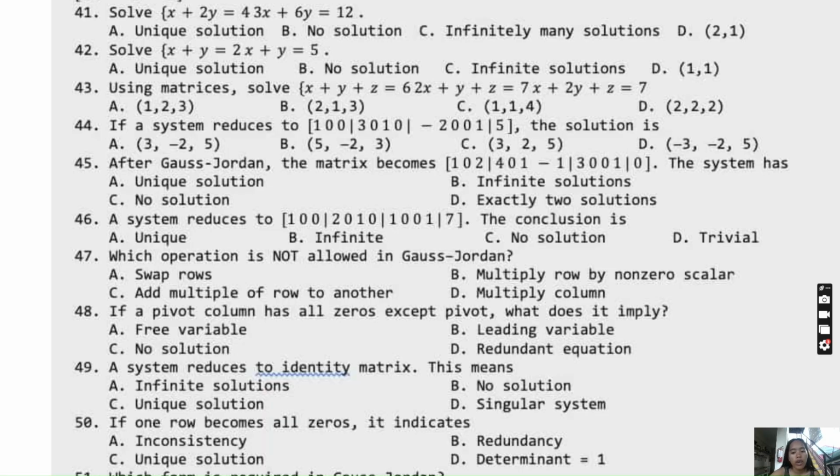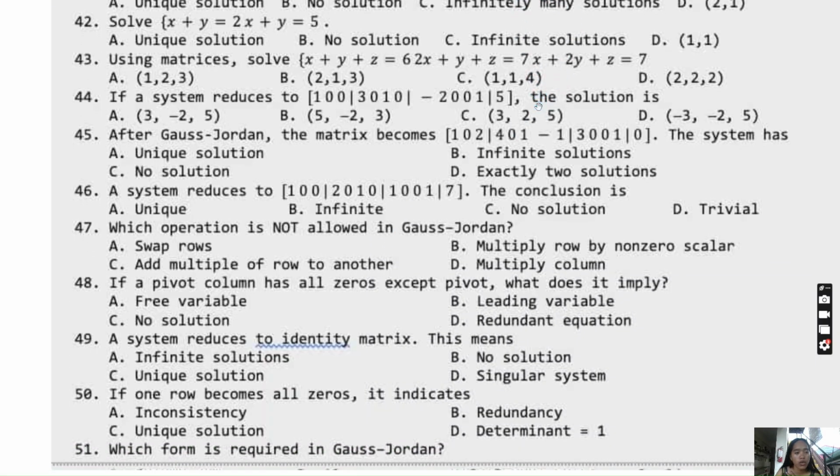So if we look carefully at the equations, the first is x plus 2y is equal to 4 and 3x plus 6y is equal to 12. Notice that the second equation is just 3 times the first equation. Which means that the two equations actually represent the same line. So instead of having just one solution, the system has infinitely many solutions. That is why the correct answer is letter C, which is infinitely many solutions.